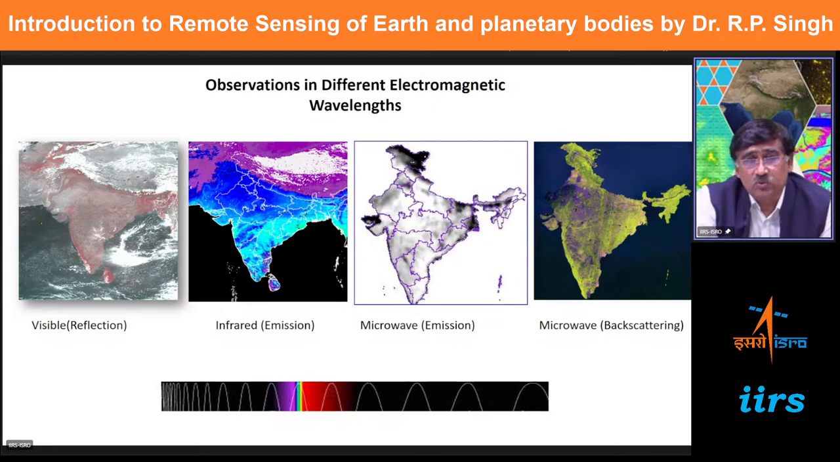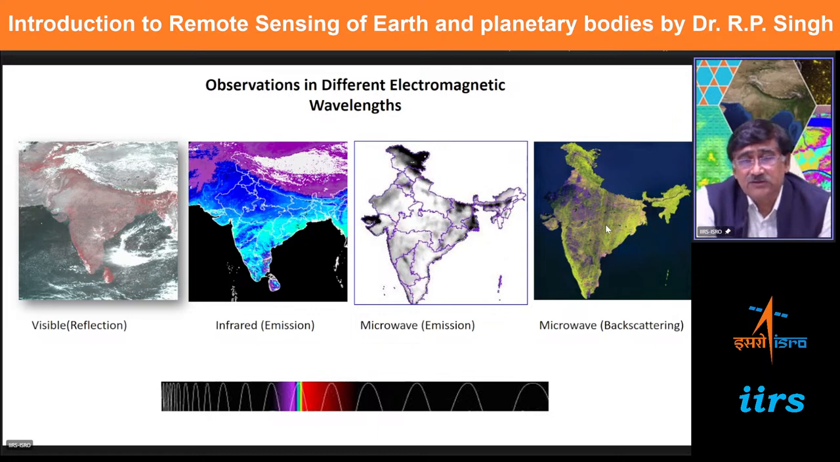But this region is also sensitive to water bodies and the water content in the soil, what we call soil moisture. So many of these dark, black regions are associated with soil moisture conditions, because this microwave region is an important region where people estimate soil moisture.